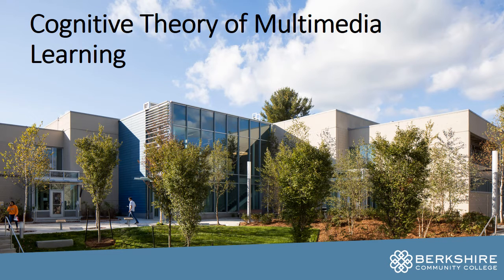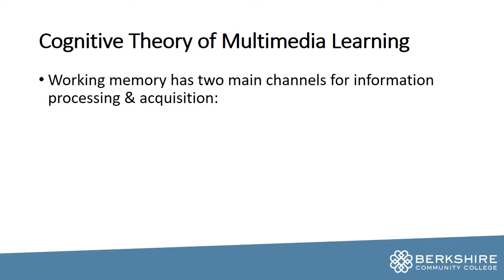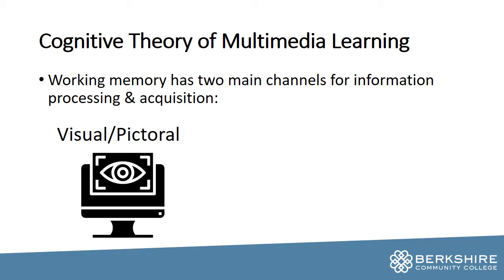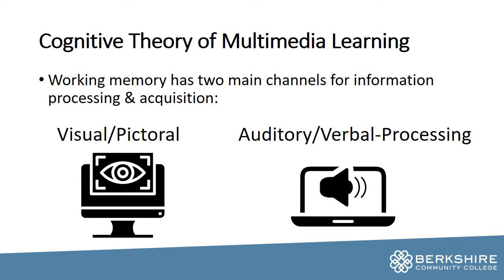Cognitive load theory directly informs the cognitive theory of multimedia learning, which sounds like a lot, but it's pretty simple. So in this theory of multimedia learning, we need to know that working memory has two main channels where people process and acquire information. Those channels are visual or pictorial. So right now you are looking at words on the screen and you're viewing an image. And then auditory and verbal. So you're also listening to my voice. So you can think about that as the two main channels that multimedia learning products typically activate.